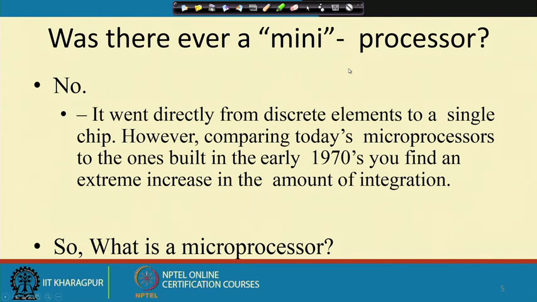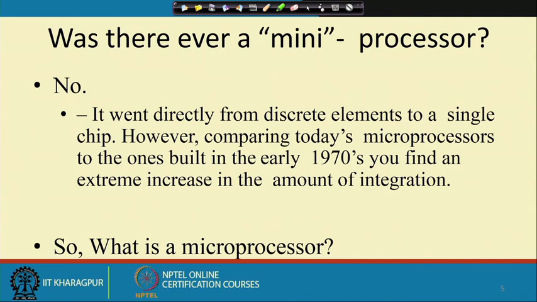It raises a question: was there any mini processor somewhere? Processor, mini processor, microprocessor, can it be like this? Well, the answer is no. It directly went from discrete elements to a single chip. So, there was no intermediary point in between.